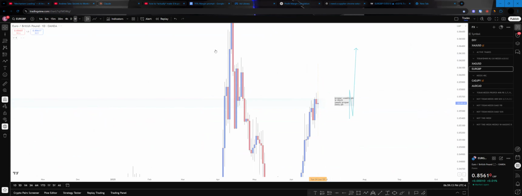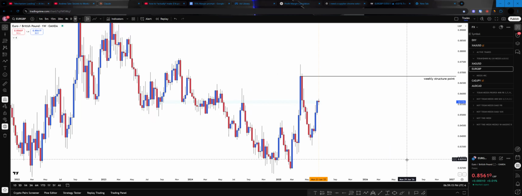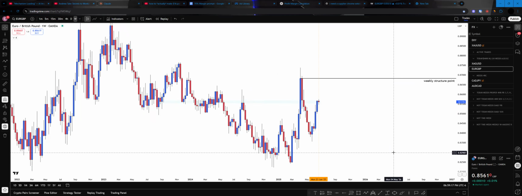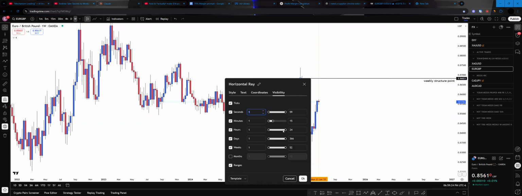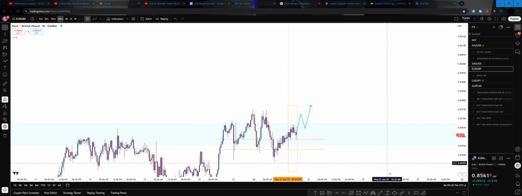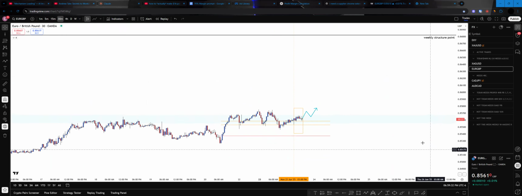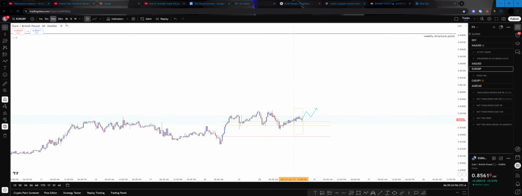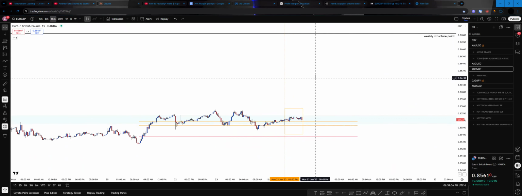Our TP, because this is a proper pullback, as you can see, the area of interest right here. This is the proper weekly structure. That's why it wasn't showing on the other time frames. Perfect. Okay. So we're not going to take an entry on the 30 minute either. This has plenty of range, right? So this is a nice trade, a really high reward trade.